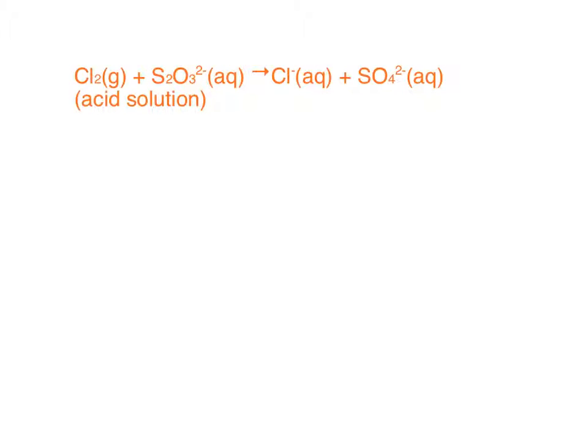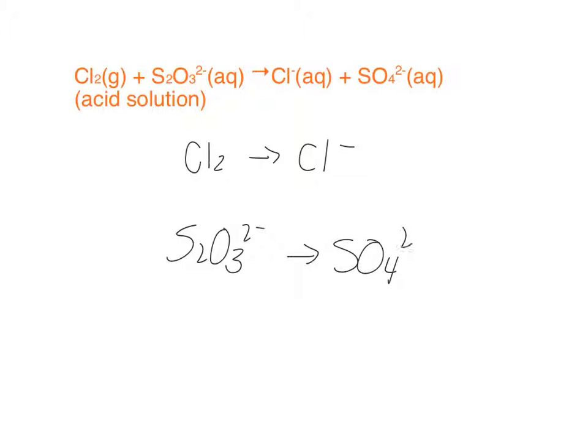Okay, so now I want you to try this one on your own. So pause the video and try it. What I'm going to do is go through my solution. So come back to it after you've finished. We split our reactions. Cl2 makes Cl minus. S2O3 2 minus makes SO4 2 minus.